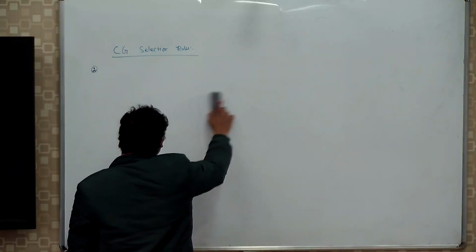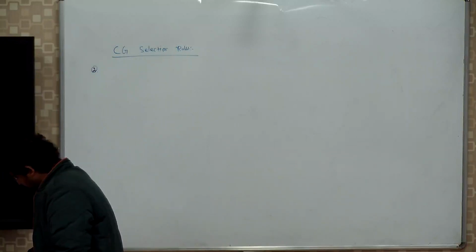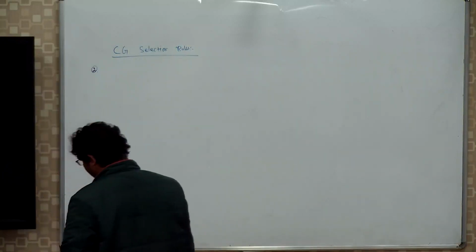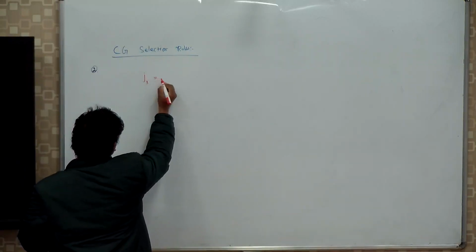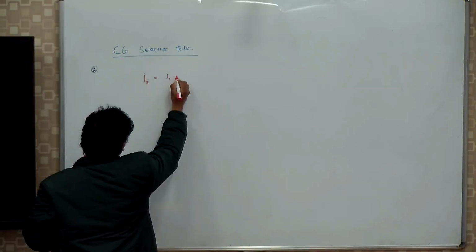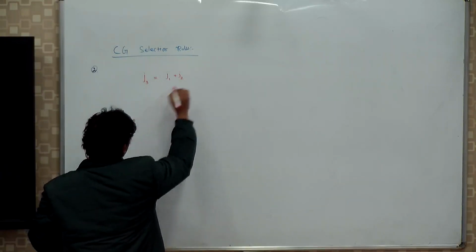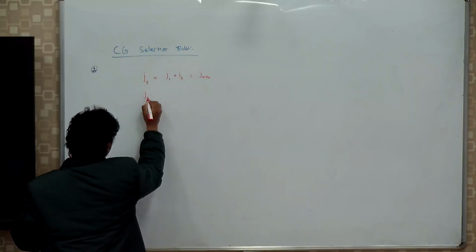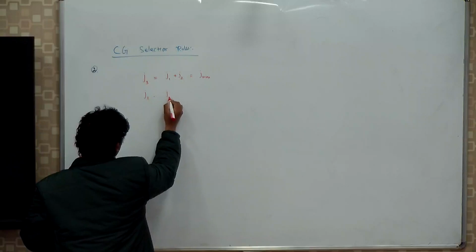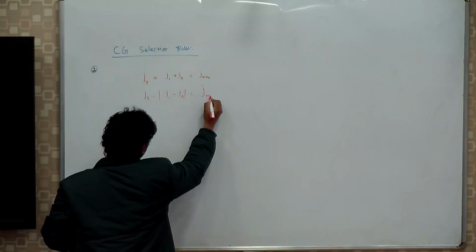Fine. Suppose J3 equal to J1 plus J2 is the maximum value, is nothing but J maximum value, and J3 if it is J1 minus J2 is nothing but J minimum value.